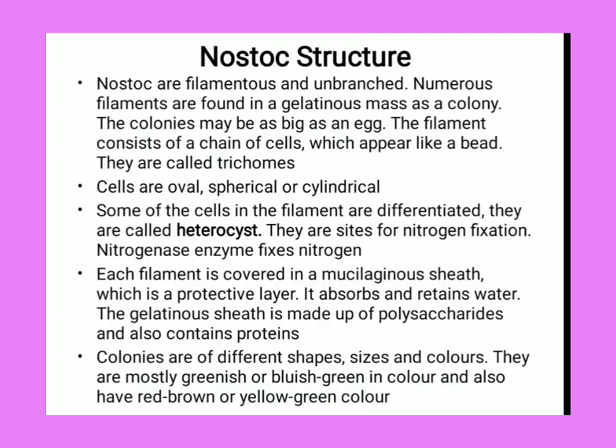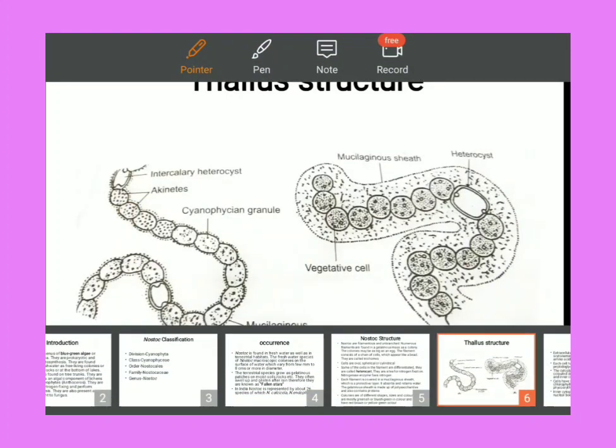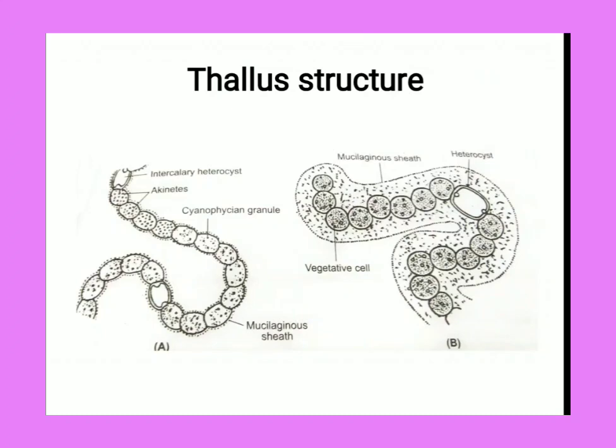Colonies are of different shape, size, and color, and they are mostly greenish and bluish green in color, and also red, brown, and yellow green. Okay, in these slides, trichomes' definition, importance, and heterocytes. So what is a trichome and what are heterocytes? Each cell is known as a trichome, and some cells that are different from the trichome are known as heterocytes, and the heterocyte's function is nitrogen fixation.